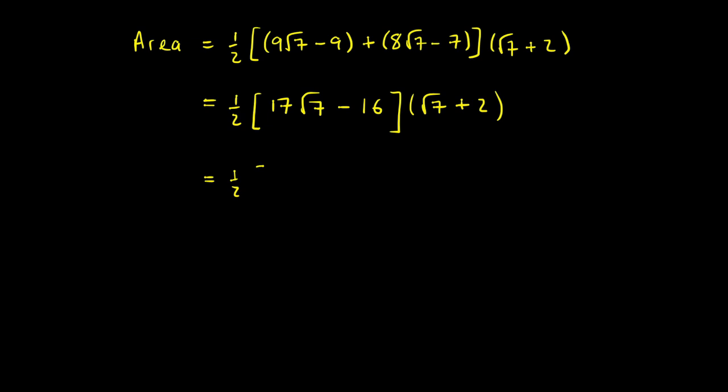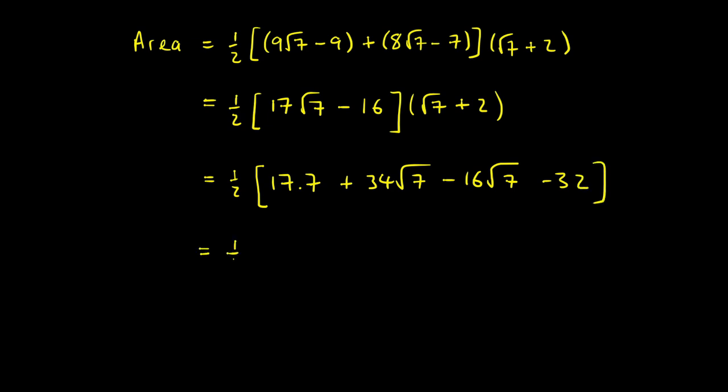So if we were to expand all this, we're going to have 17 root 7 times by root 7, which is going to be the same thing as 17 times by 7, because root 7 times root 7 is 7. Then we're going to have 17 root 7 times by positive 2, which is 34 root 7. And then we're going to have negative 16 times root 7, which is negative 16 root 7. And then we're going to have negative 32. Okay? All right, so let's try to simplify all this.